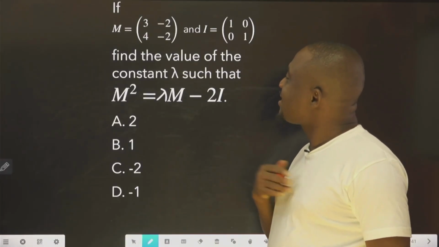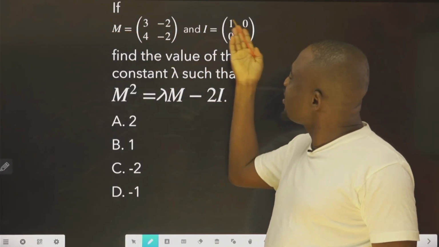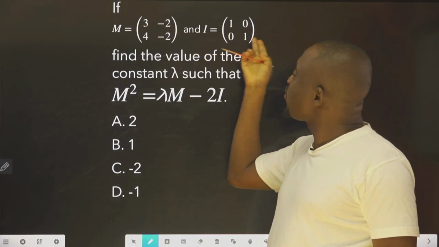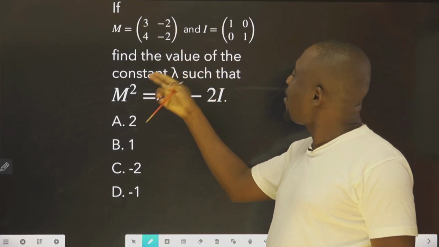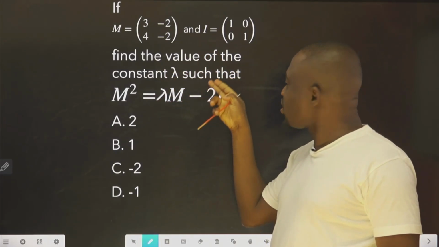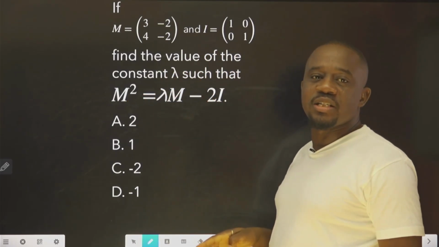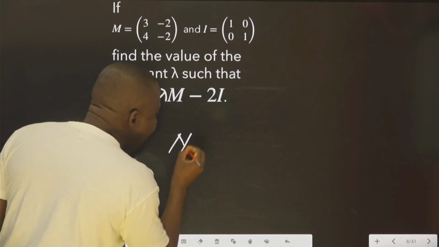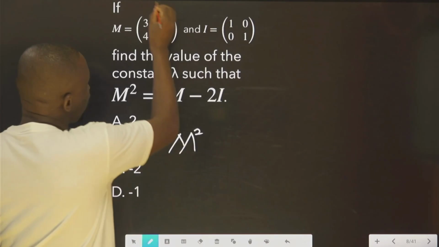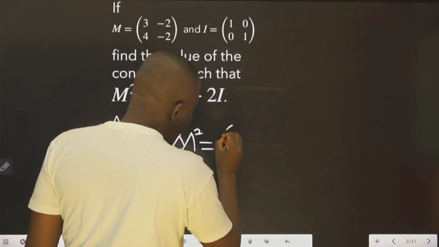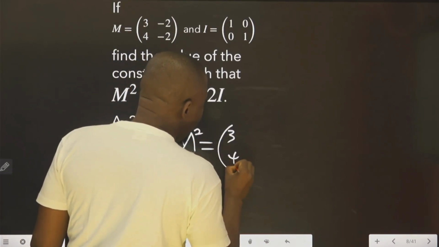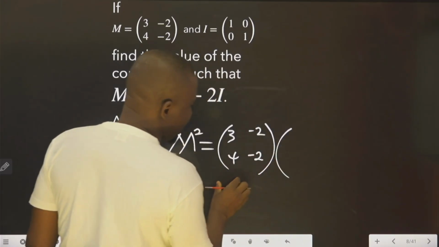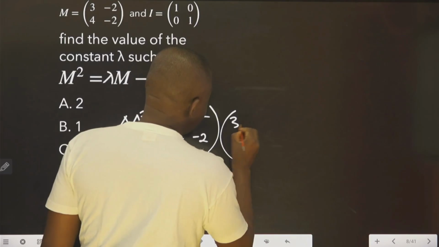Let's look at this. It says, if this is equals to this and this is equals to that, that is, m is equals to this, the identity matrix is equal to this. Find the value of the constant lambda, such that this is equal to this. First of all, we're going to find m squared. The first thing you need to do, you find m raised to power 2. This is m, right? That is, this m, 3, 4, minus 2, minus 2, you write it twice, okay? You write it twice.